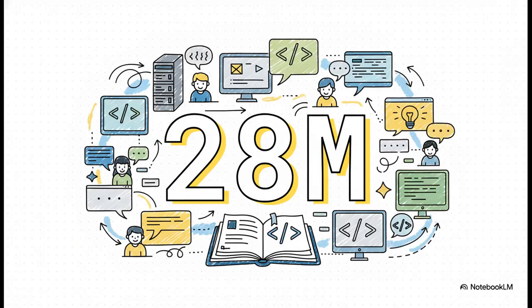So let's just start with a huge number. When this research was being done, there were 28 million developers on GitHub. That's not just a website. It's a whole universe of shared code and, more importantly, shared knowledge. But, of course, that scale creates a pretty big challenge.